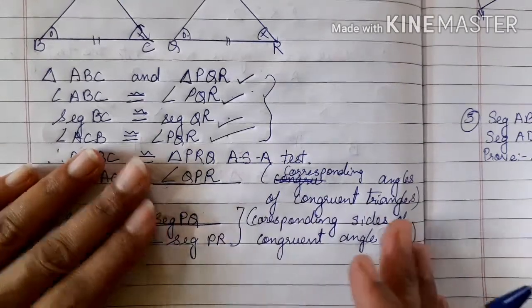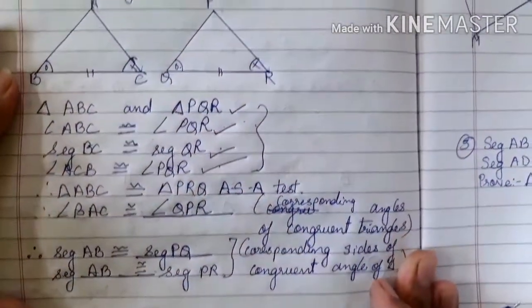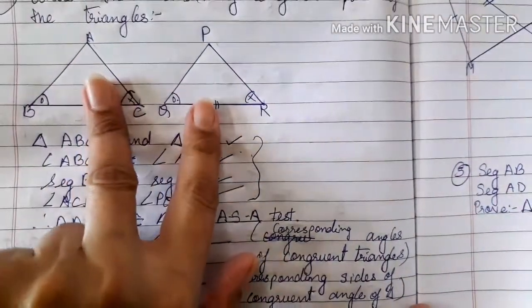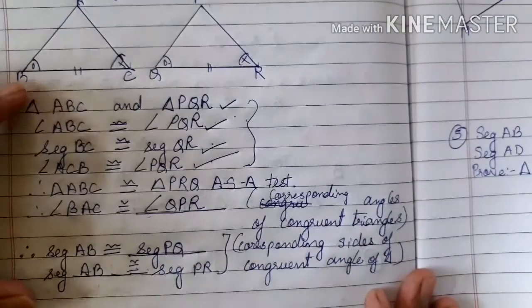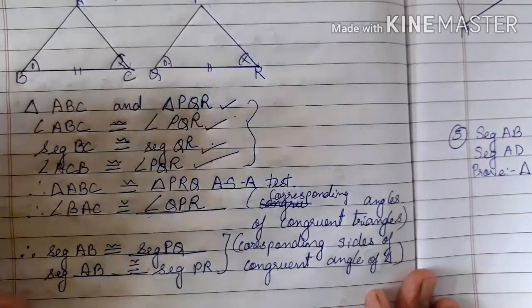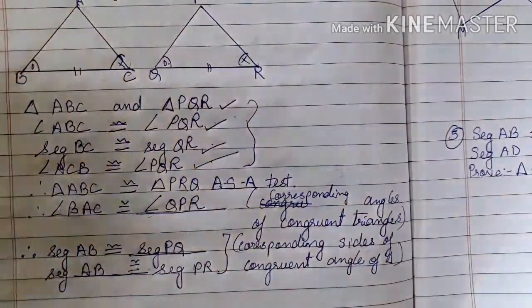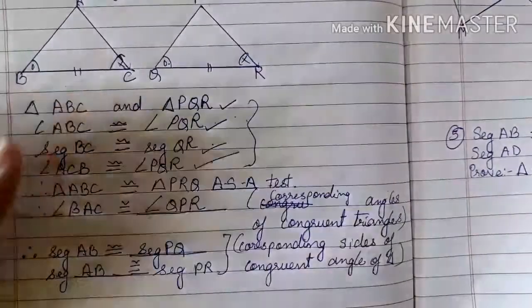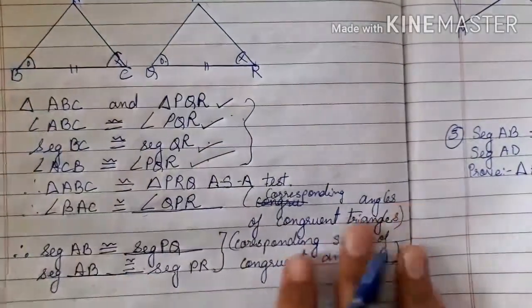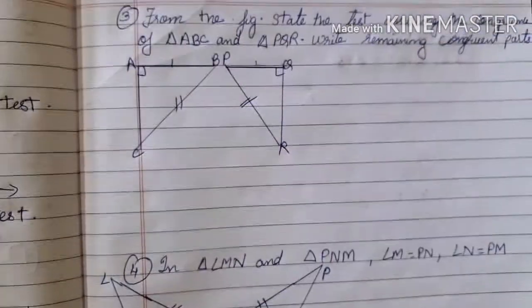This was easy for writing the test of congruence, or finding whether the triangles are congruent or not. We have to be able to understand this and write it. Okay, so the second question I am not solving, because it's the same, fill in the blanks, you all can do it on your own. I'll move towards the third question.